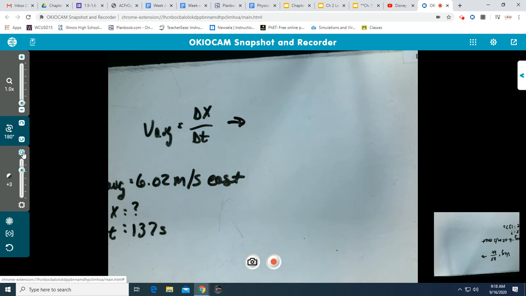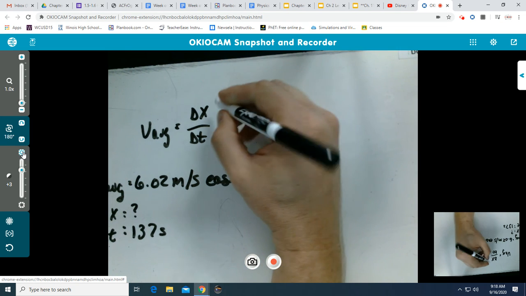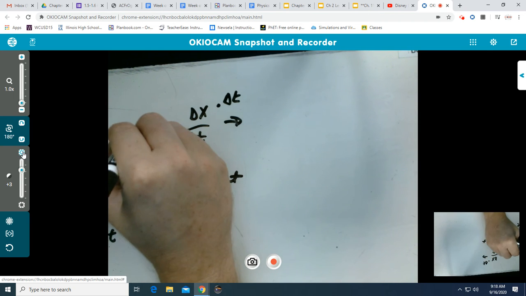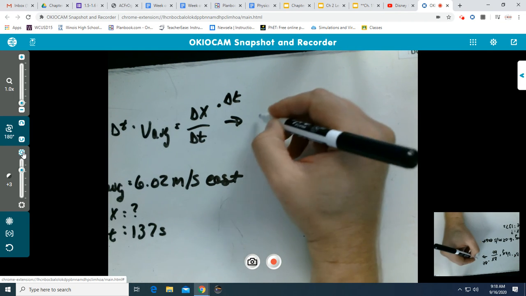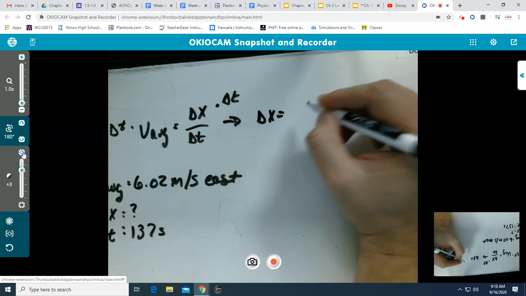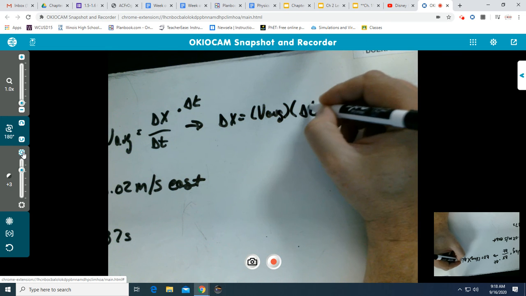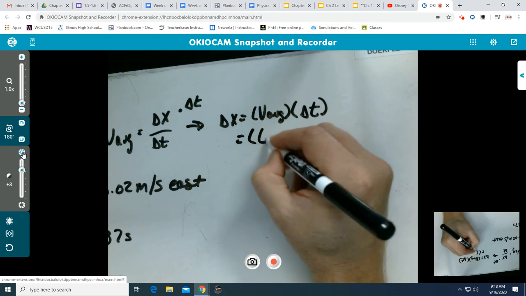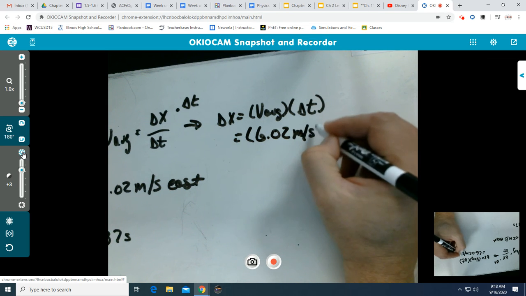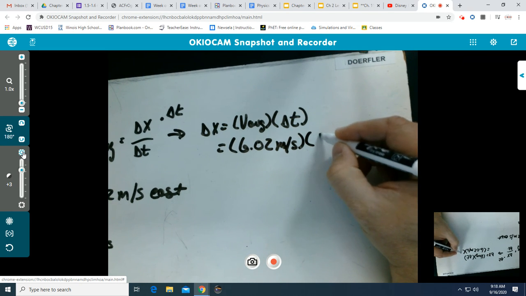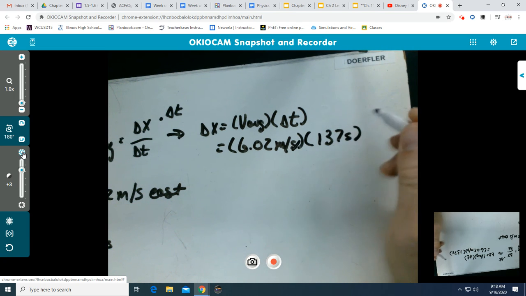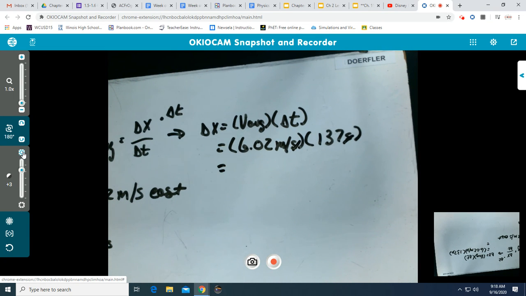So we're solving for delta x. That means we need to isolate it. How do I isolate x in this equation? I'm going to multiply both sides by delta t. I get the formula of delta x is equal to average velocity multiplied by change in time. So I take my 6.02 meters per second, multiply it by our 137 seconds, which allows the seconds to cancel out. And what do I end up getting for an answer?